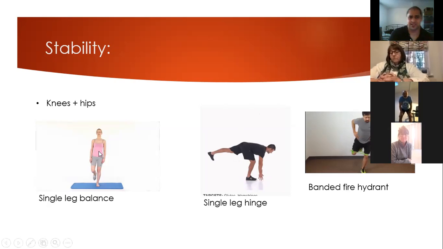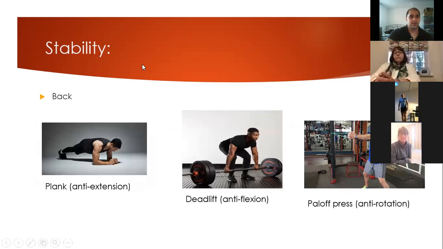So you've got a single leg balance, which is a good exercise for your knees and your hips. A single leg hinge, which is where you're standing on one leg, but you're tipping over, trying to reach the floor with a straight back. Again, it looks easy, but if you've done it, it's a lot harder than it looks. And a banded fire hydrant is a good one for strengthening your glutes, which will help keep your knees and your hips in line.